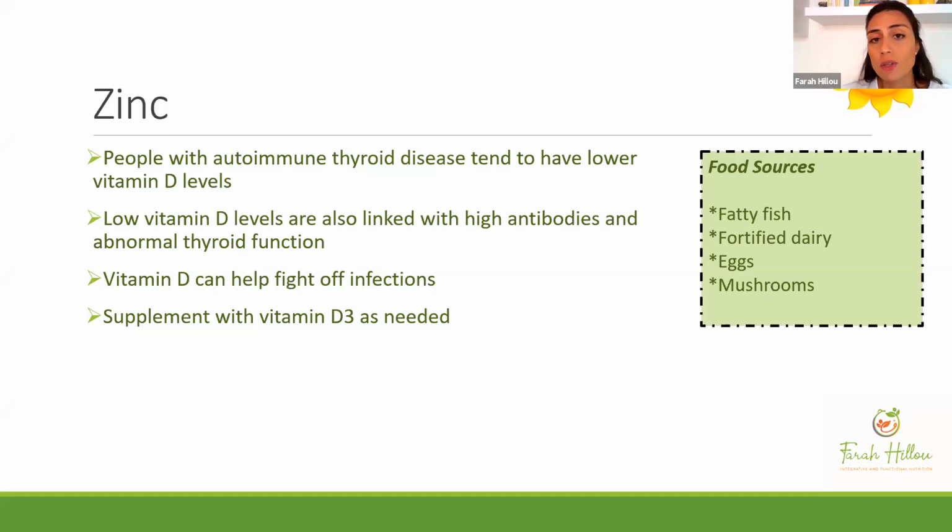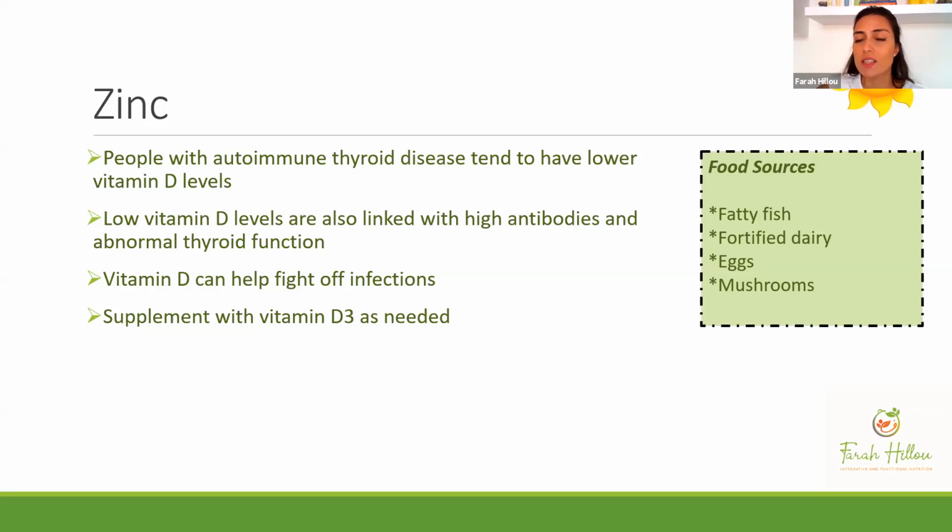And people with autoimmune thyroid disease tend to have lower vitamin D levels, and vitamin D levels, particularly if they are on the lower end, are also linked with higher antibodies and abnormal thyroid function. Vitamin D also plays a really important role in immunity, and you may have heard that there's a very close link between vitamin D and everything that we're seeing nowadays with COVID. So vitamin D is important for immunity and for thyroid function. Make sure that if you are supplementing, you are getting your vitamin D from D3 instead of D2.